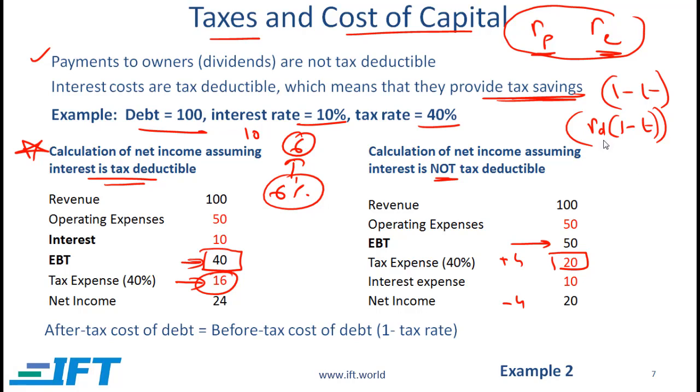And you will now see how this formula works. The RD represents the before tax cost of debt, which is 10%, and then we multiply by 1 minus t. Tax rate is 40% or 0.4, so you multiply by 1 minus 0.4 and you are left with 6%, which is what we see here anyway. After tax cost of debt is before tax cost of debt into 1 minus the tax rate. Do example 2 from the curriculum. That is a simple illustration of this concept.